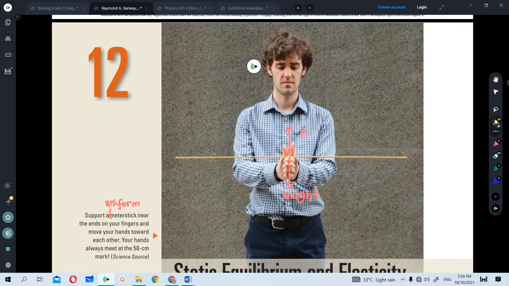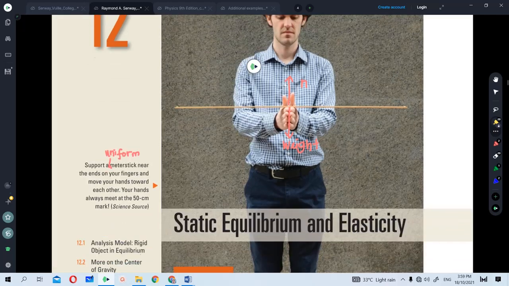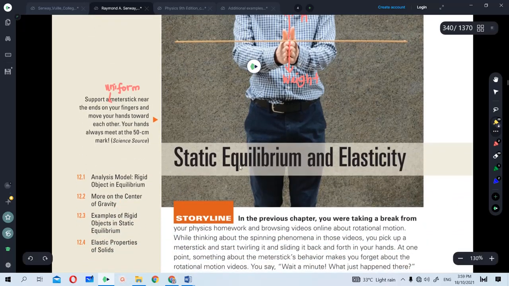Assalamualaikum warahmatullahi wabarakatuh. In this topic, chapter 12, we are going to see the idea, number 1, equilibrium, together with the concept of elasticity.